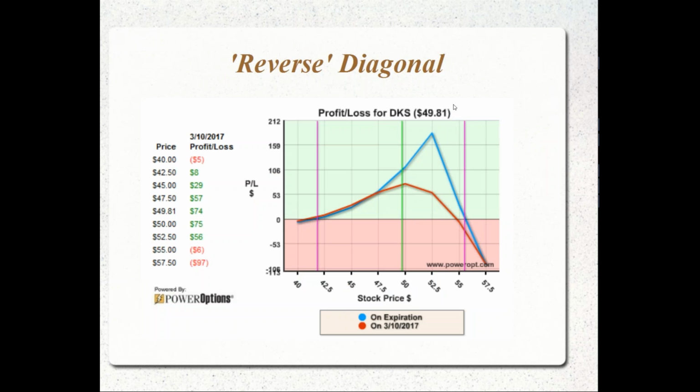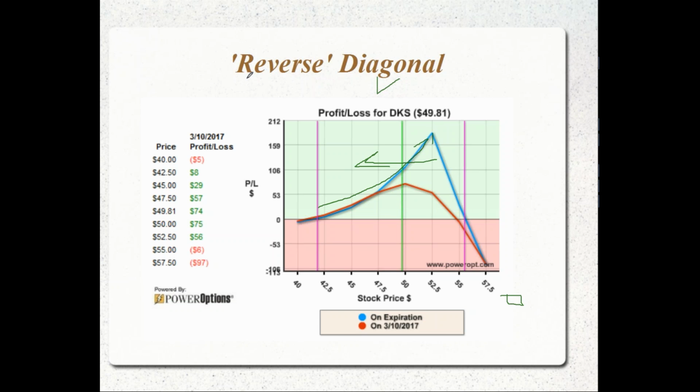What's the advantage of doing this? Well, it's a lower net debit. It's still a neutral position, but now it's neutral to bearish. The wider profitability range is to the downside. Okay, so here I sold the 52.50 and I bought the deep in the money 57.5. I can take a larger loss if the stock gaps up.